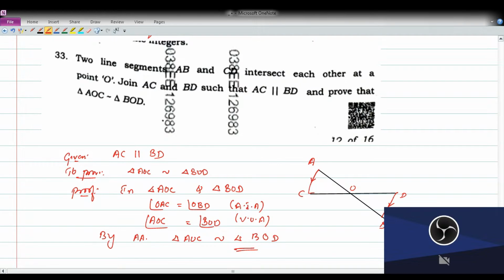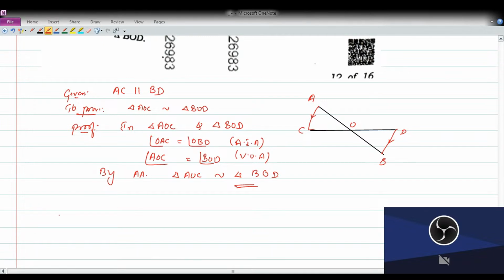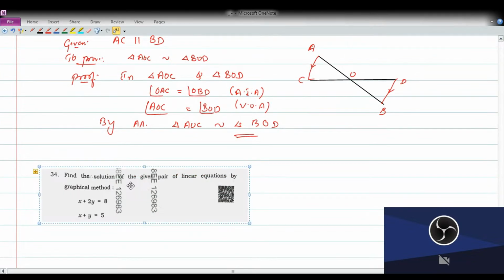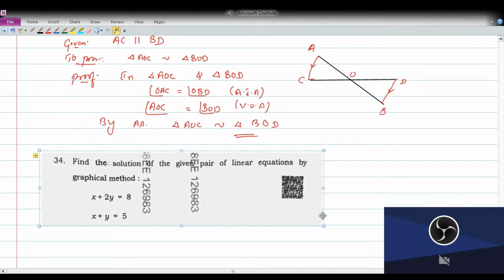Now I am moving on to the 4 mark section. So I am going to the 4 mark questions. So this is question number 34 from the chapter pair of linear equations, graphical method, given. So let us solve this. I will try to represent it in a graph sheet. So now two simple equations are given, we need to represent them in a graph sheet. So find the solutions of the given pair of linear equations by the graphical method. So let us take the first one.